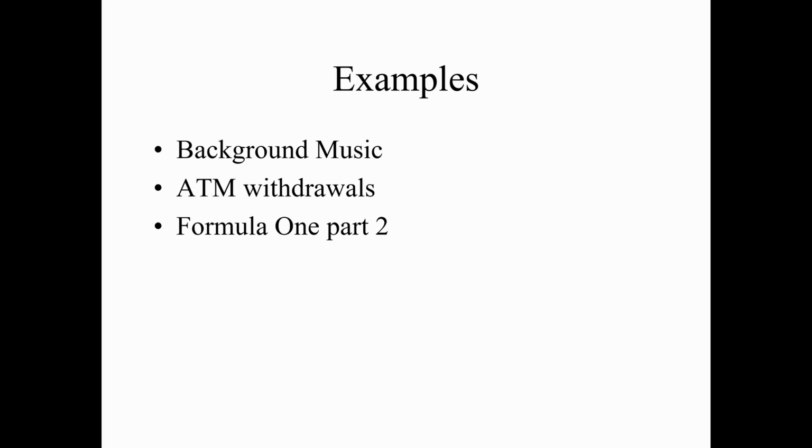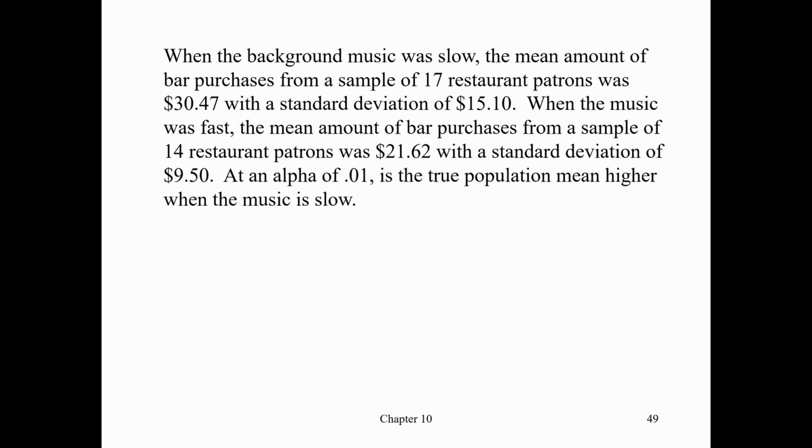Okay, so we're going to look at some more examples of hypothesis testing for two independent means, or two independent samples focused on means instead of proportions. When the background music was slow, the mean amount of bar purchases from a sample of 17 restaurant patrons was $30.47 with a standard deviation of $15.10. When the music was fast, the mean was $21.62 with a standard deviation of $9.50, and that came from 14 restaurant patrons. Level of significance is 0.01, so 99% confidence.